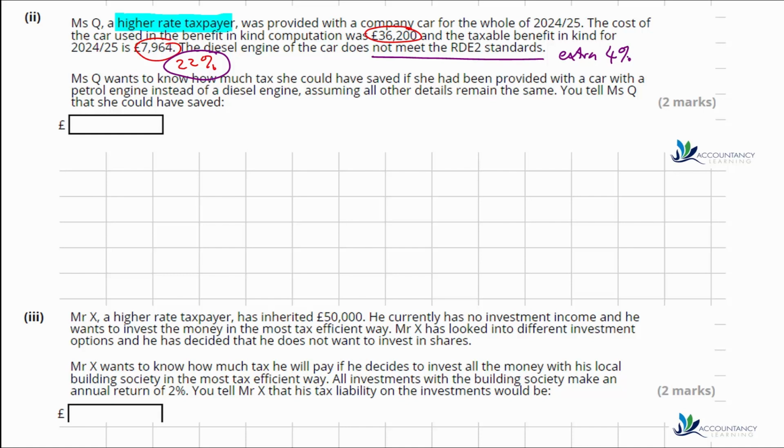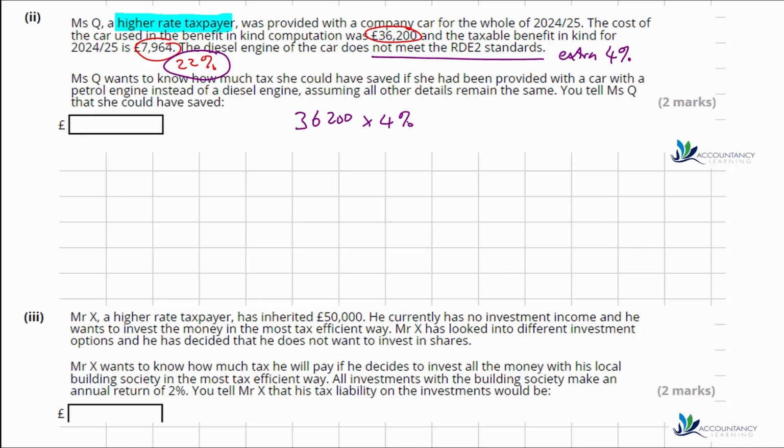So Miss Q wants to know how much tax she would have saved if she had been provided with a car with a petrol engine instead of a diesel engine, assuming all other details remain the same. So how much tax would she have saved? So if she had a petrol engine, she wouldn't have to incur this 4% extra. So that means that her car, remember, has got a list price of 36,200. Yep. We would save 4% on the scale charge.